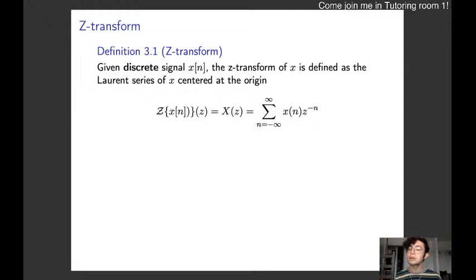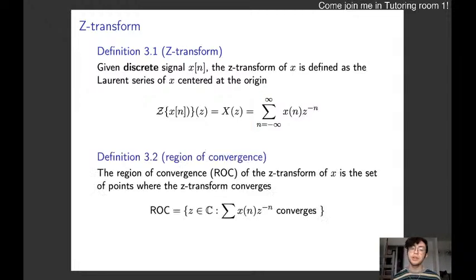The Z-transform itself isn't useful without its region of convergence. The region of convergence is just the set of points in the plane where that sum will converge. So it's usually going to look something like a ring. It's either the exterior or the interior of some circle, and that's usually what we're concerned with.